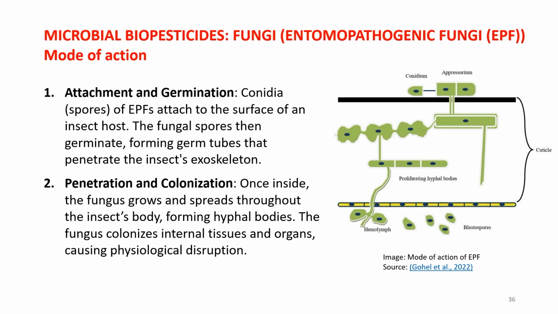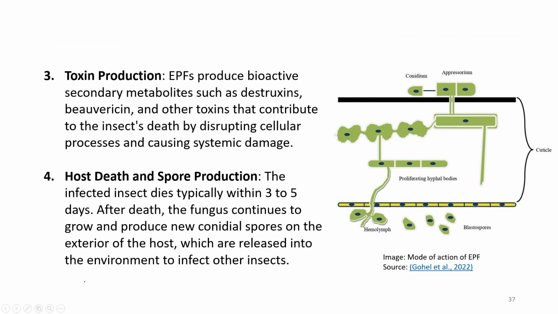Then there is the penetration. So, this is the cuticle, you can see over here, and here is the hemolymph, and then these are the proliferating hyphal bodies. The conidium forms the appressorium, and then it slowly penetrates the cuticle. Once inside, the fungus grows and spreads throughout the insect's body, forming hyphal bodies. The fungus colonizes internal tissues and organs, causing physiological disruption.